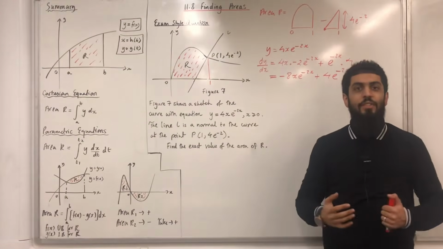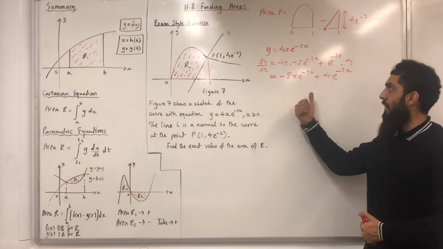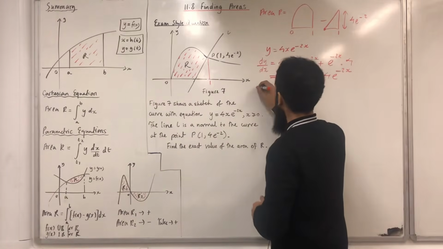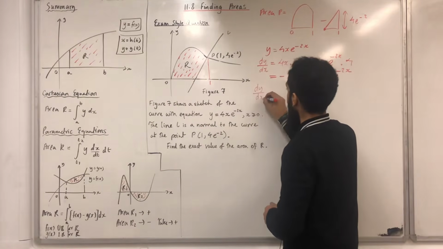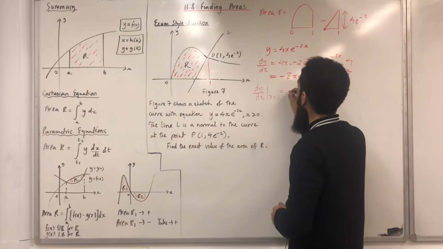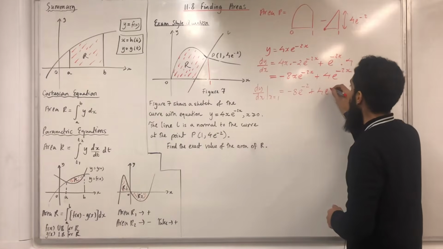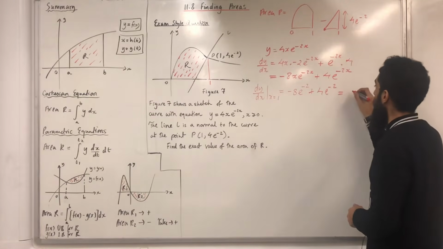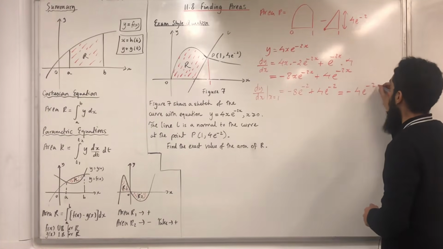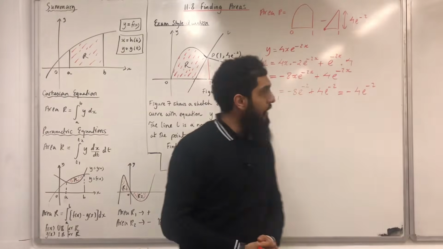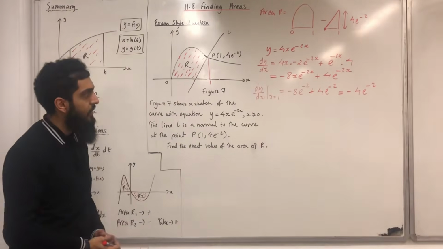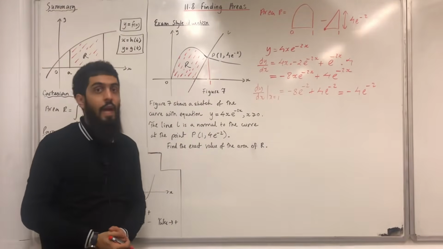The next step is to substitute x equal 1 into dy by dx. So dy over dx at x equal 1 is equal to minus 8 e to the power minus 2 plus 4 e to the power minus 2, which is equal to minus 4 e to the power minus 2. Now, ladies and gents, minus 4 e to the power minus 2 represents the gradient of the tangent to the curve at the point P.